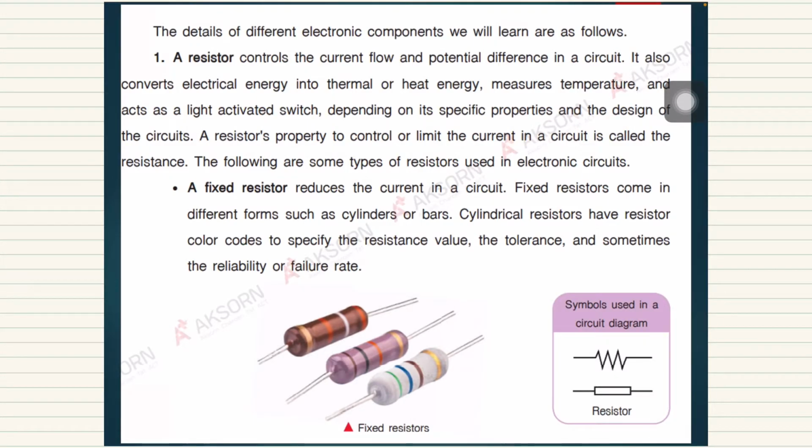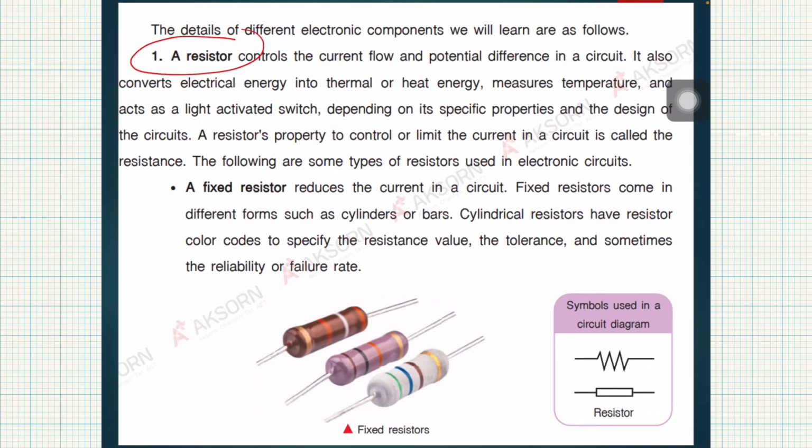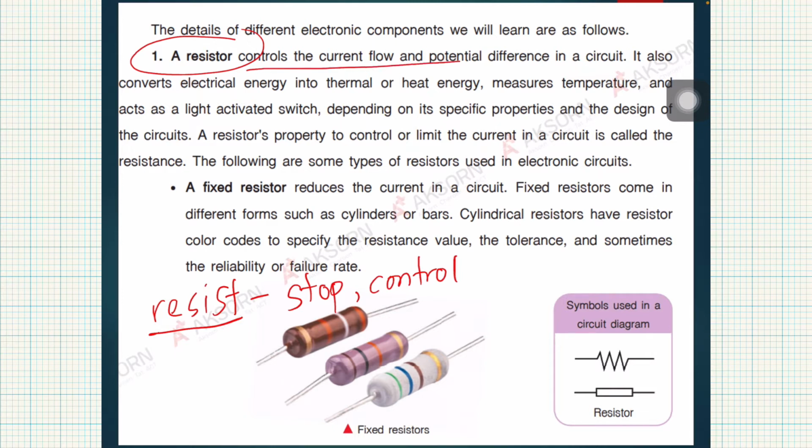All right. Okay. So let's move on to our lesson. Now, the first electronic component that I'm going to tell you is all about resistor. Okay. Now, resistor, from the word resist. What comes in your mind when you hear the word resist? Okay, so when you resist, you stop something, right? Or you control something. So here, a resistor controls the current flow and potential difference in a circuit.